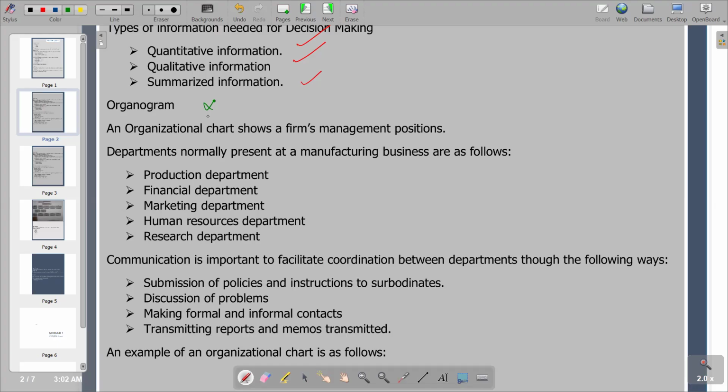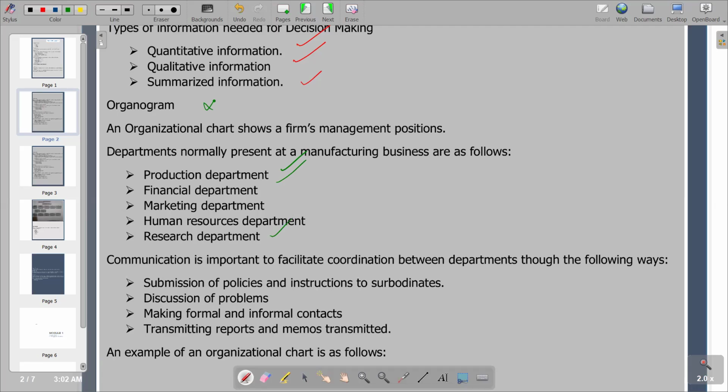We are given that the departments normally present at a manufacturing business are as follows. We are given different departments in a manufacturing business, for example, the production department, the financial department, the marketing department, the human resources department, and the research department. So basically, that's what we have.